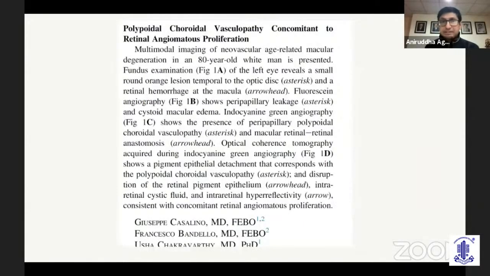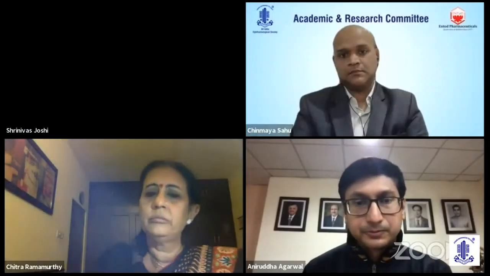And this is another published case, similar to Apurva's case here, of a PCV along with a RAP lesion, and this is in Ophthalmology Retina. So I think if you analyze each case, you may have these concomitant lesions. Thank you.